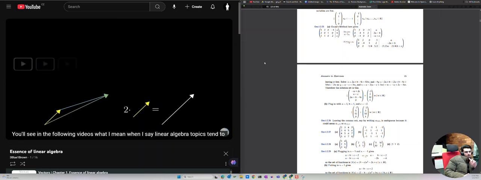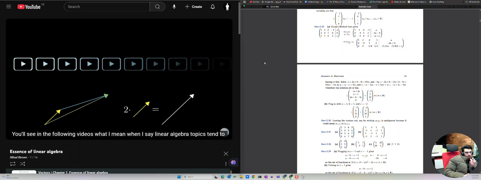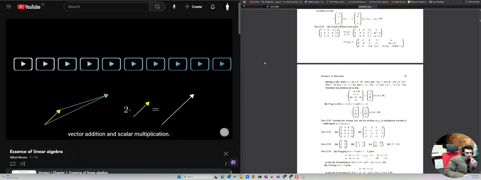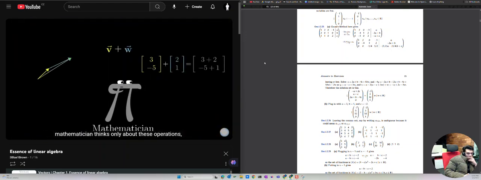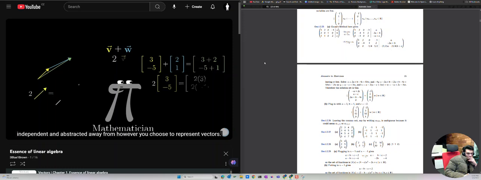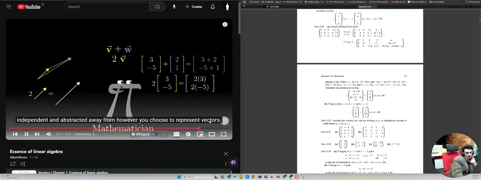You'll see in the following videos what I mean when I say that linear algebra topics tend to revolve around these 2 fundamental operations, vector addition and scalar multiplication. And I'll talk more in the last video about how and why the mathematician thinks only about these operations, independent and abstracted away from however you choose to represent vectors.